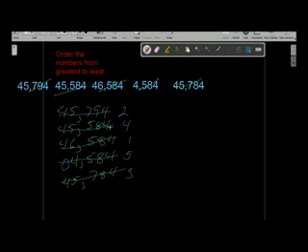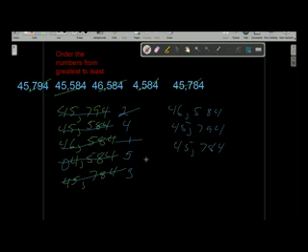Now, it asks me to order the numbers, so I'm going to have to write them in order. We're going to go from greatest to least, so I'm going to put the greatest number at the top. So I'm going to start with 46,584, right? Got that one done. Next is going to be 45,794. Okay, that one's done. Let's look at number 3 now. 45,784. And continue.